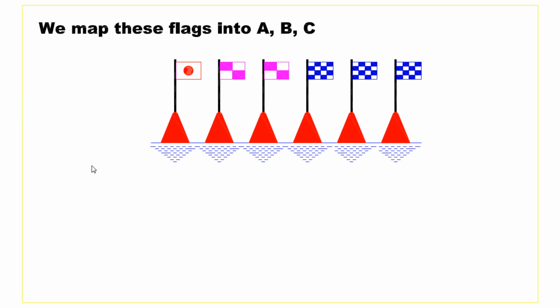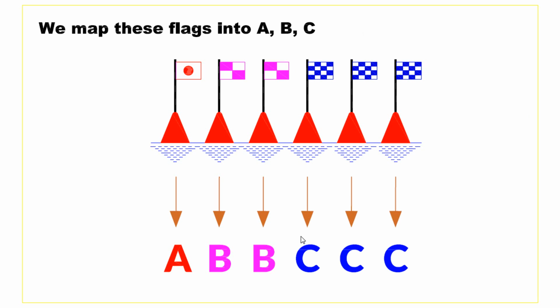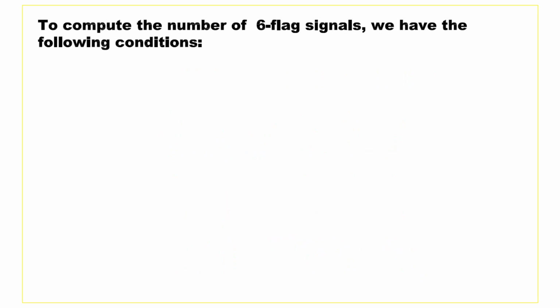So the first flag will be mapped into letter A. The second 2 similar flags will be mapped into letter B. So we have 2 B's here. And the third 3 similar flags will be mapped into letter C. So now for each different order of these flags, we have a corresponding sequence.